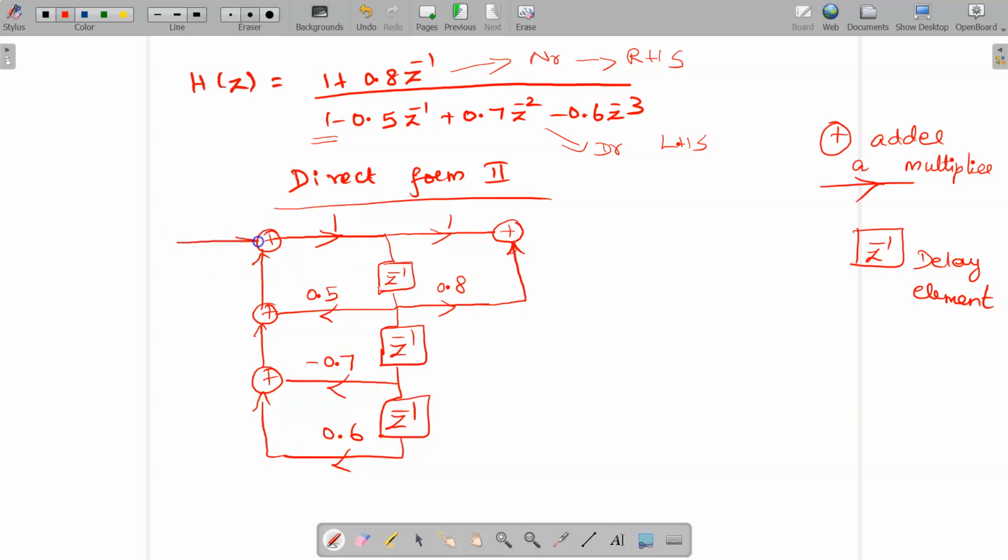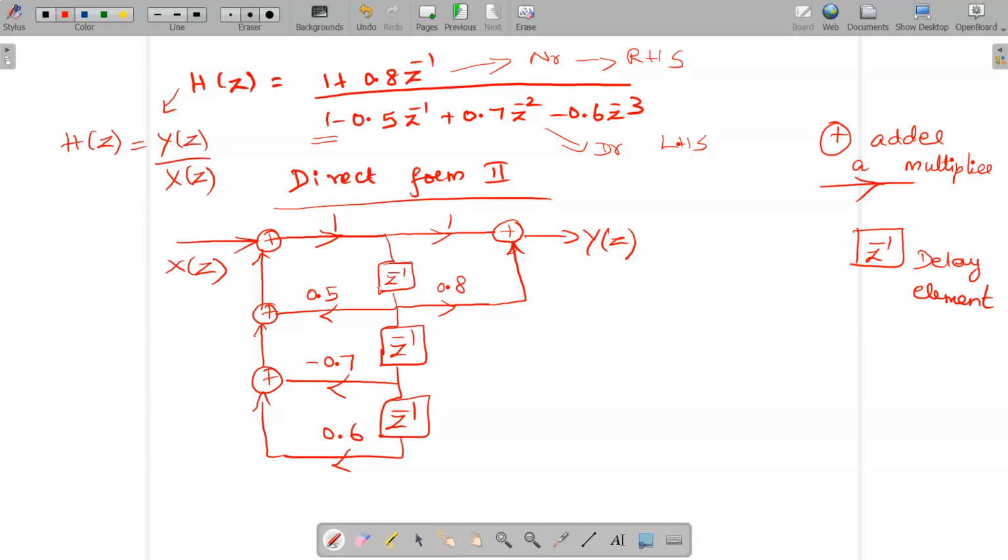And then here input is always X of z, output is Y of z. Why are we writing this? H of z is nothing but the transfer function, which is given by Y of z by X of z. So this is the direct form 2 realization, that is, we are going to represent the given function in a pictorial way. Okay, so this is direct form 2.